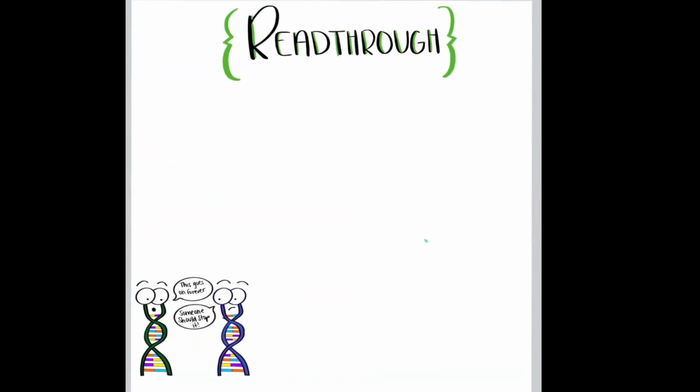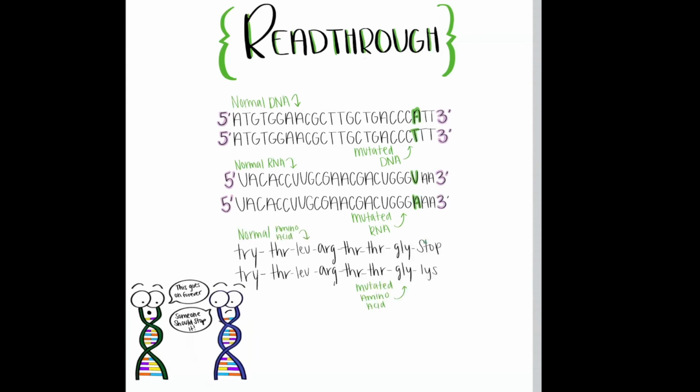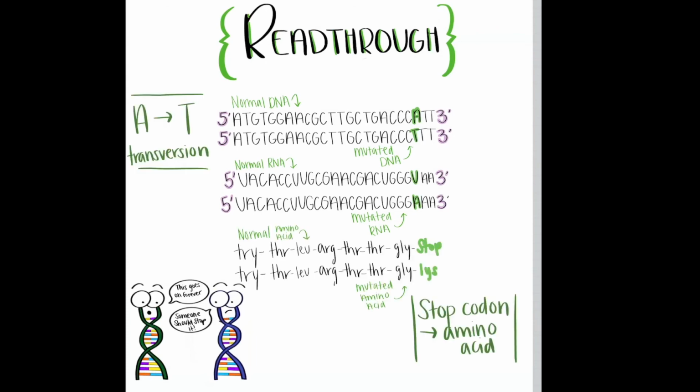Our last mutation is a read-through mutation. This changes a stop codon to a normal coding amino acid. Here the A is turned into a T, changing the stop codon UAA to the regular amino acid coding AAA.